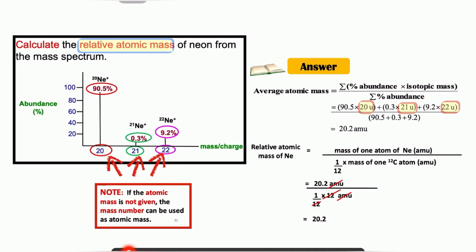Then you calculate the relative atomic mass of neon by using this formula. You substitute the value, then you cancel the AMU, 1/12, then you will get the same value as the average atomic mass, but without units, because you already cancelled the units.